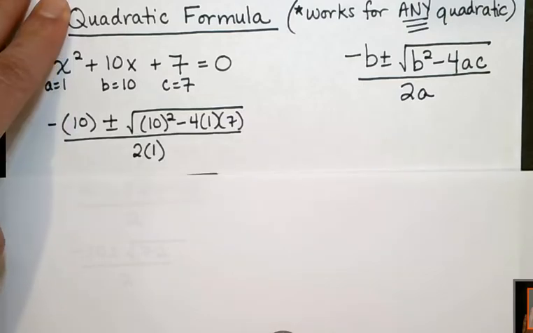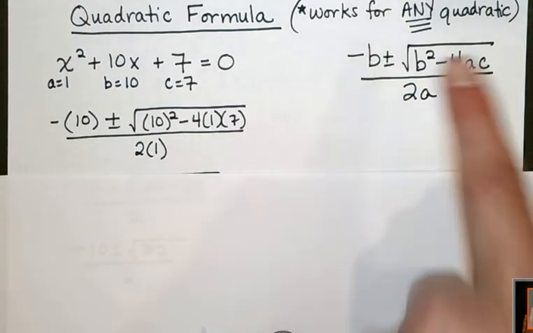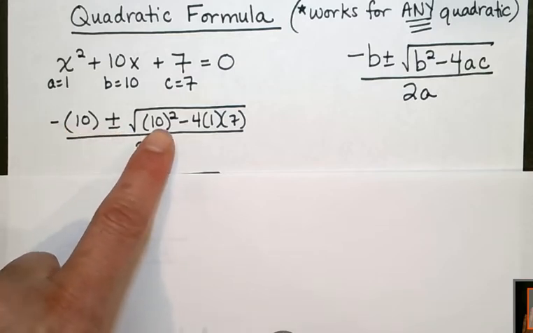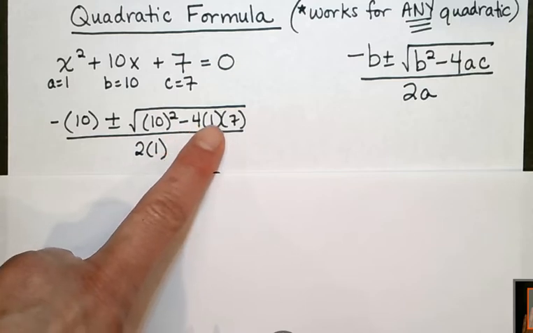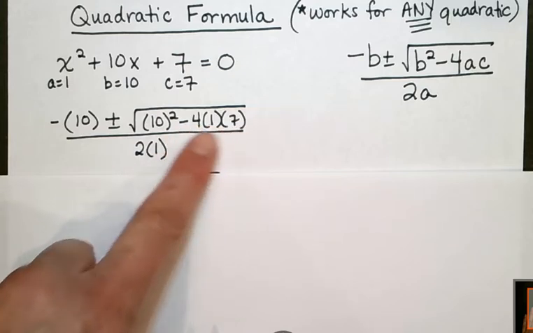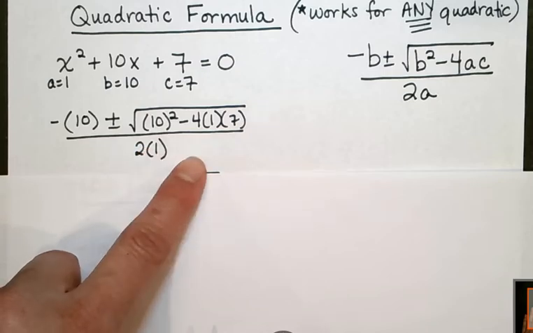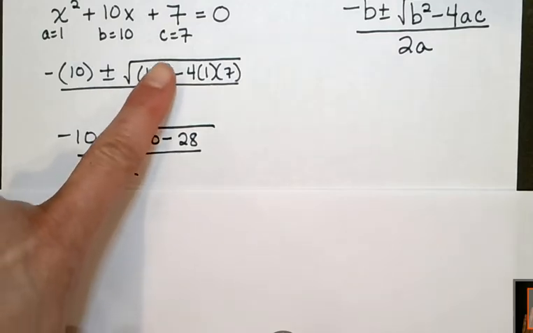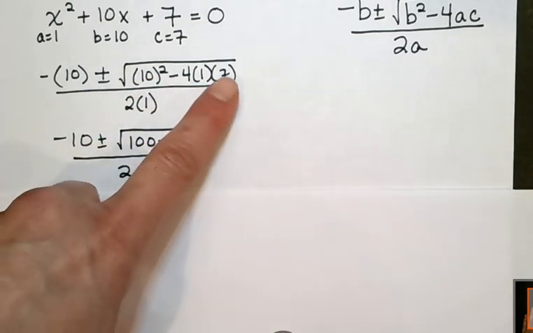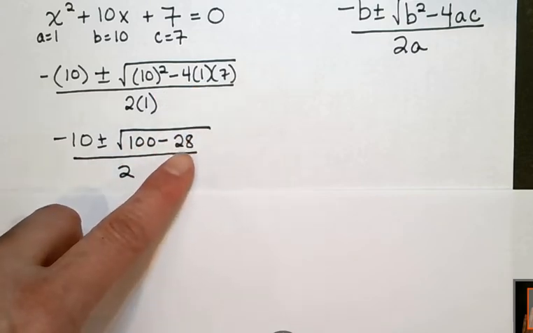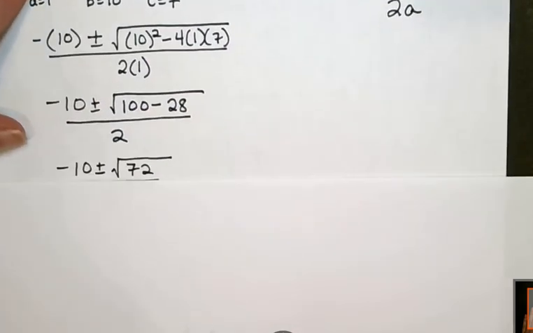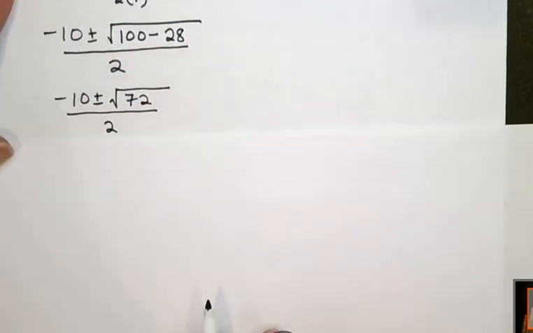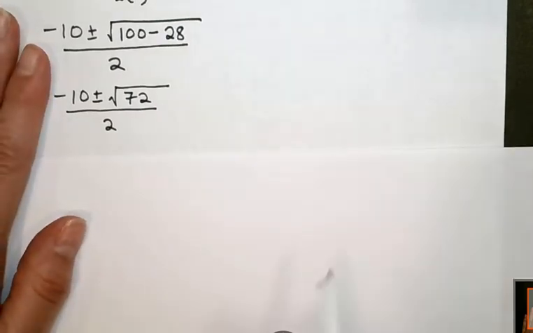And so I just plugged in, following this formula, I took the opposite of b. So negative 10 plus or minus the square root of my b squared minus 4 times my a times my c, all divided by 2 times my a. And then from there, I simplified. Okay, you can see that I took 10 squared and got 100. And I did negative 4 times 1 times 7 and got negative 28. 2 times 1 is 2. From there, I continued to simplify. 100 minus 28 is 72. And this is as far as I got. Now we're going to continue the rest together.